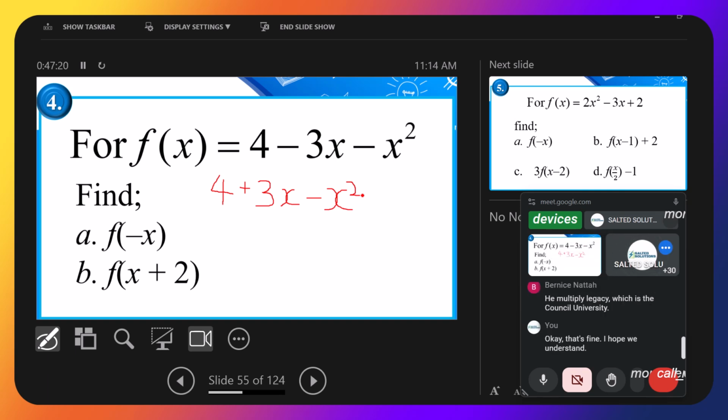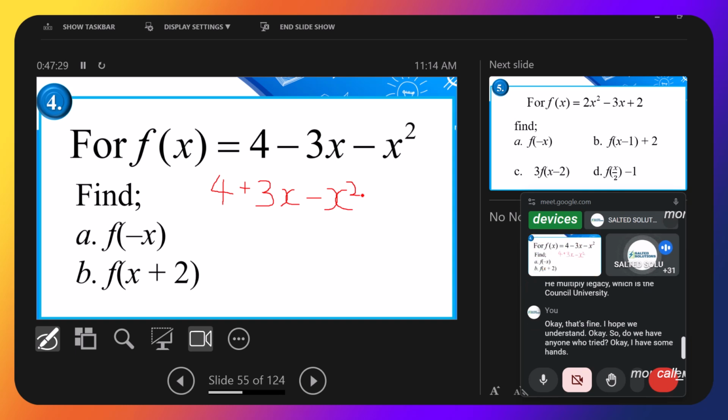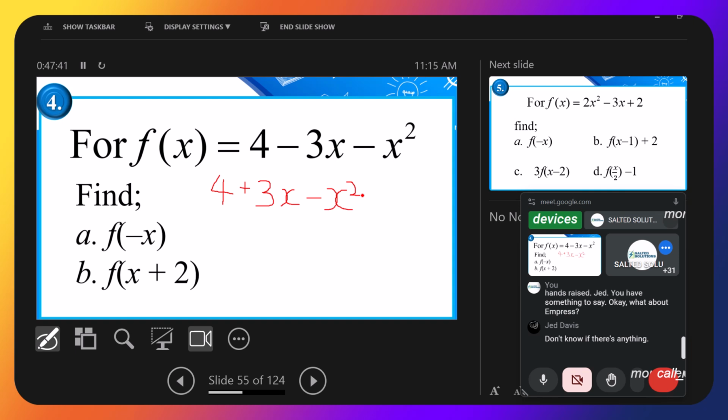Okay. So, do we have anyone who tried? Okay, I have some hands raised. Jade. Jade, do you have something to say? Okay, what about Empress? Since why is the x squared negative? Okay, so let's have an explanation on that as well. Why is the x squared negative and that one did not change to positive?